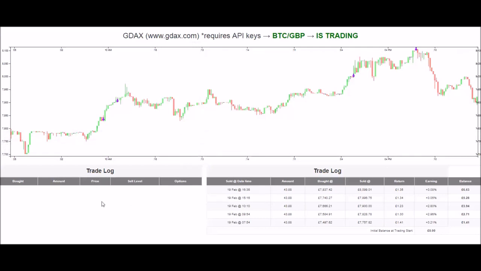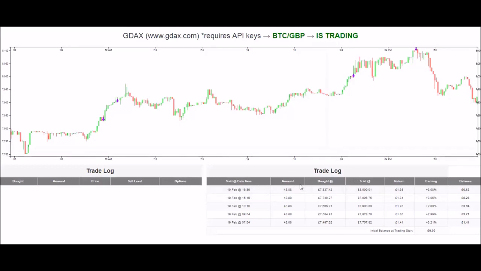If we come down to the bottom here, you can see on the left hand side, if we've got any open trades, we would see them here. It would tell us at what price it's bought and the price that it's hoping to sell at, and it gives us an option which allows us to close that trade prematurely, if we want to cut our losses or take an early profit. We can do that manually if we want to, or we can just allow the robot to close the trade when it's supposed to.